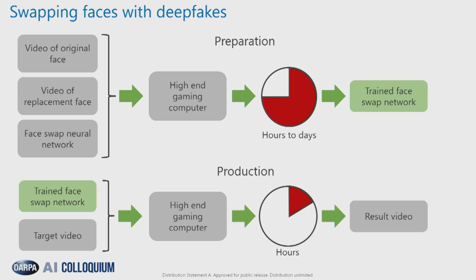You still need to use that to produce the video. So you start with the trained network, and then the video that you wish to modify, and again, compute time on a GPU, a high-end gaming computer will do. And it might take minutes to hours, depending on the length of the video you wish to alter and the capabilities of that GPU to produce the result.